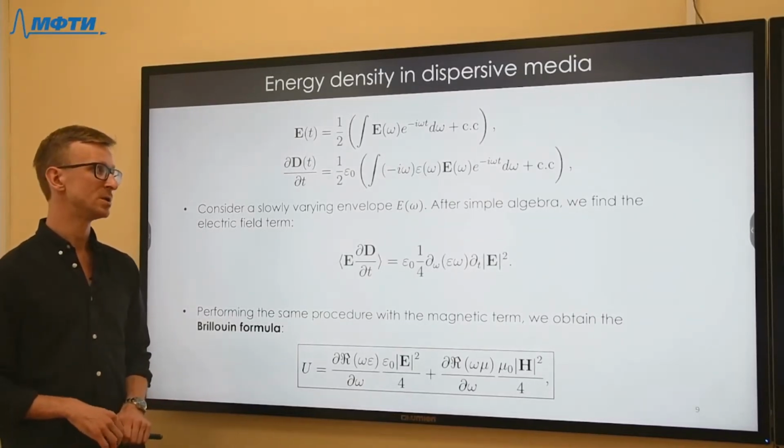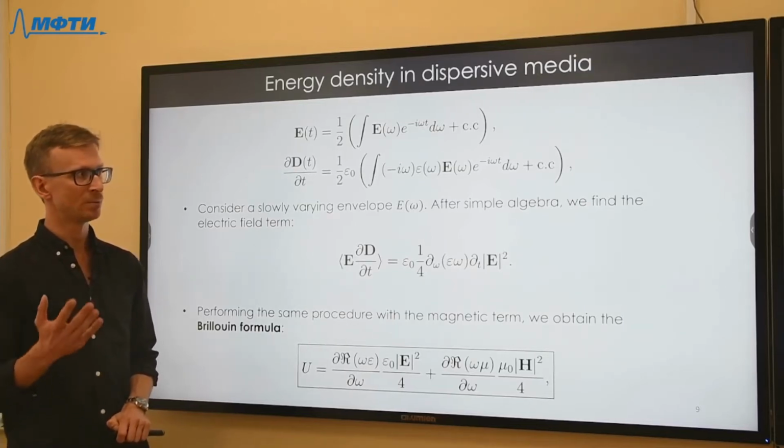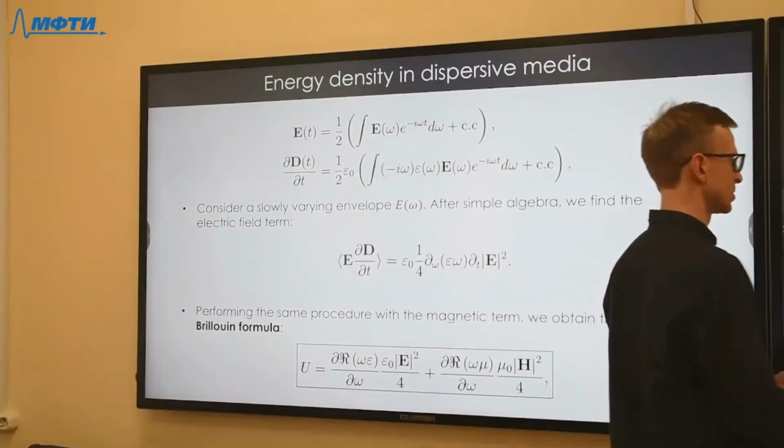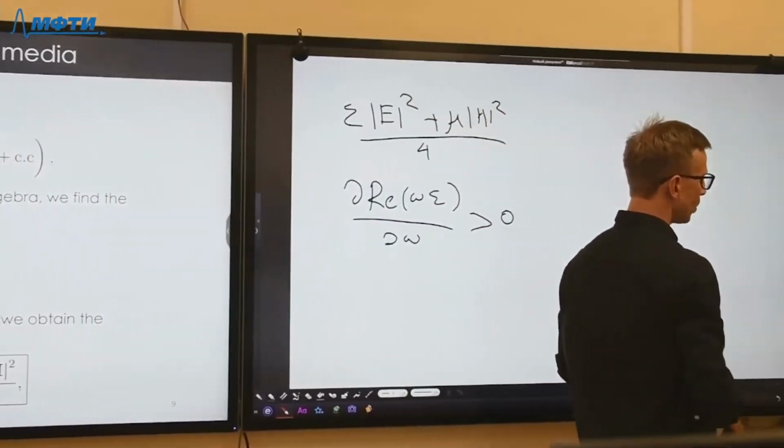So a dispersive medium is any medium where permittivity or permeability is changing with frequency, where it is not essentially constant.